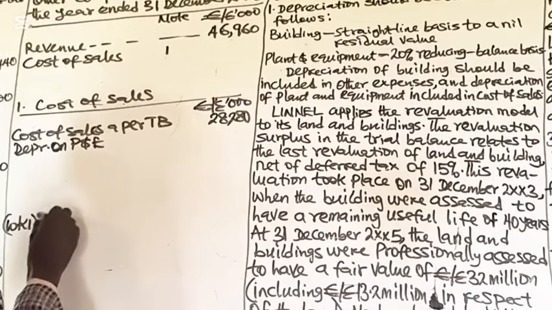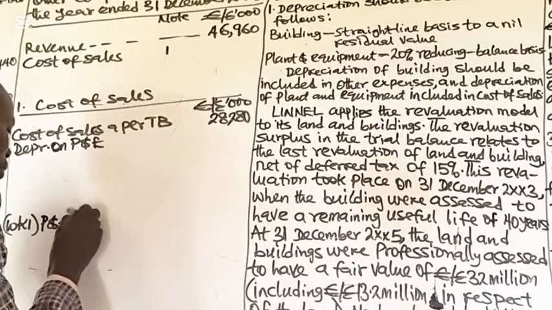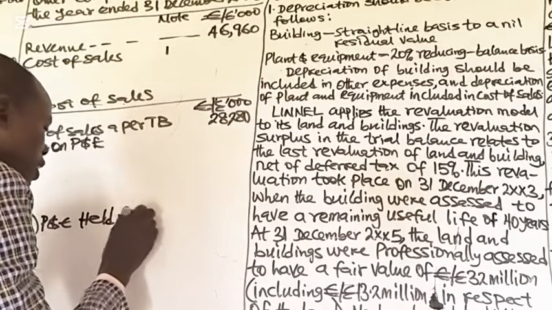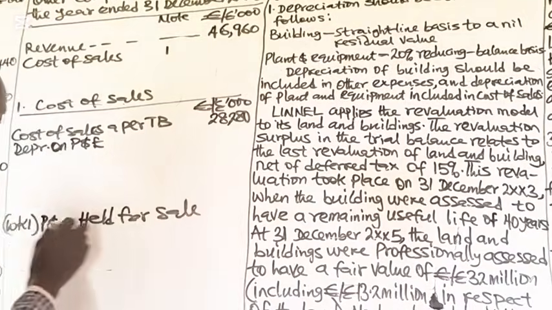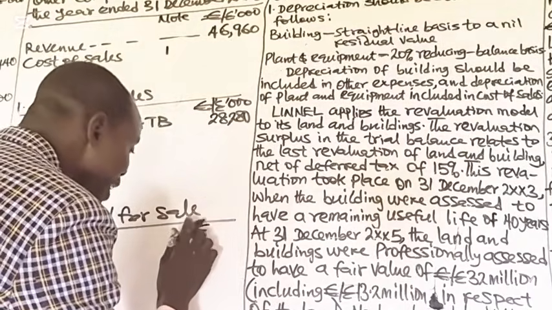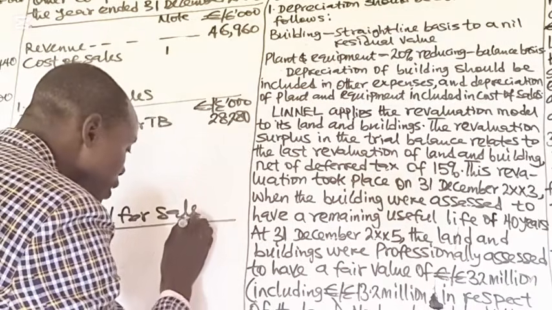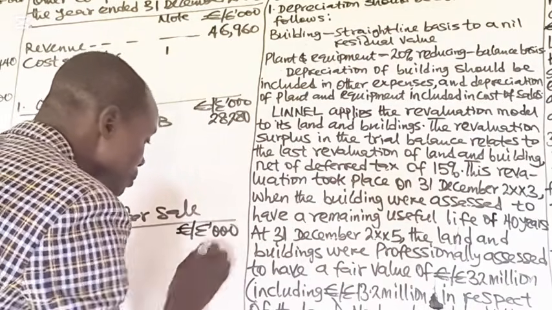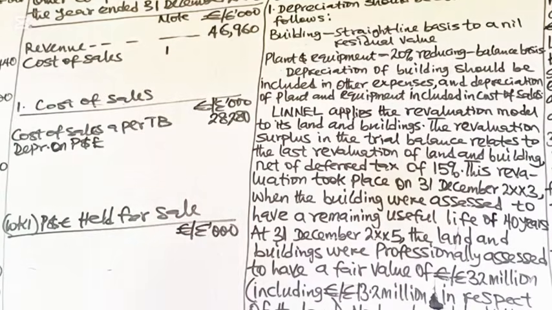Plant and equipment held for sale. You want to determine the carrying amount of plant and equipment held for sale before the criteria for held for sale were met. Remember, the criteria were met on October 1st, 20X5, in note 2.